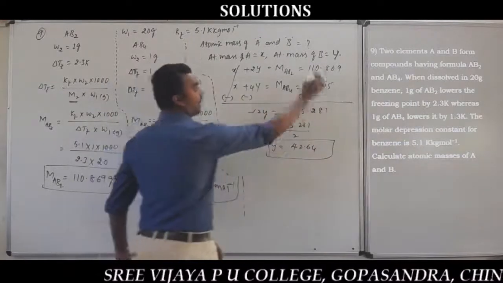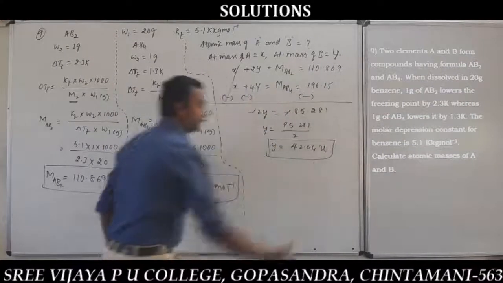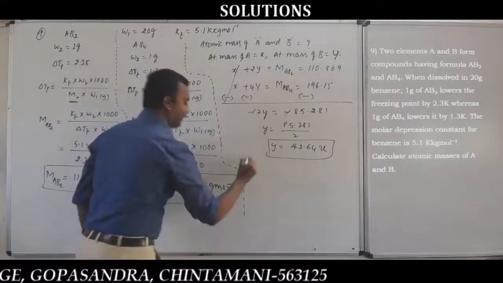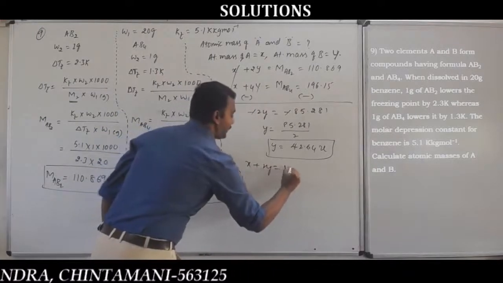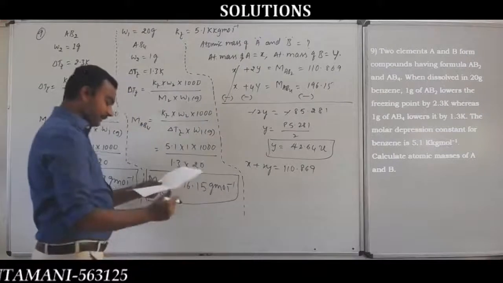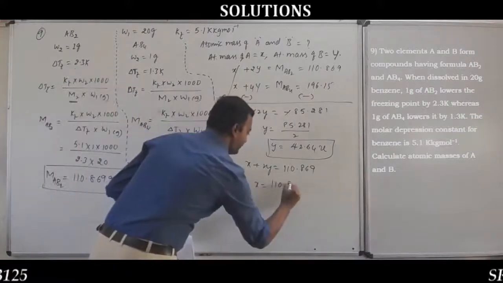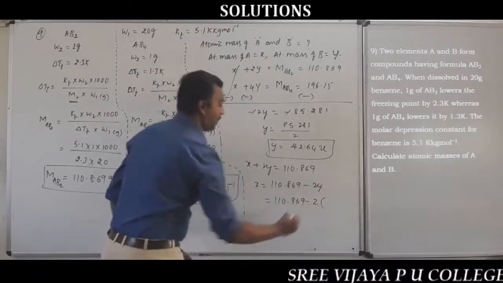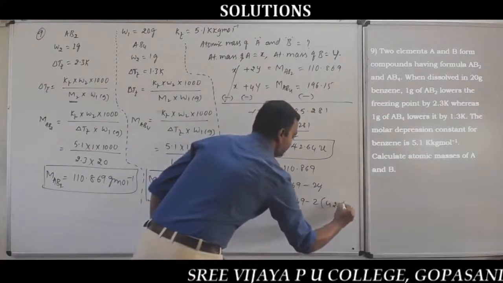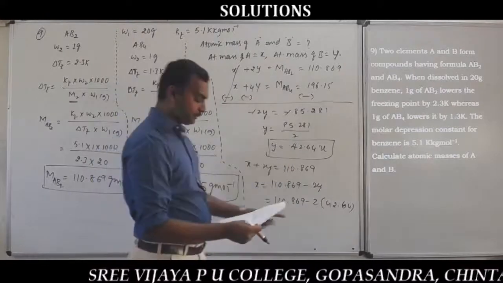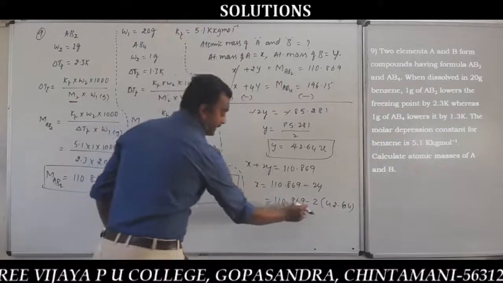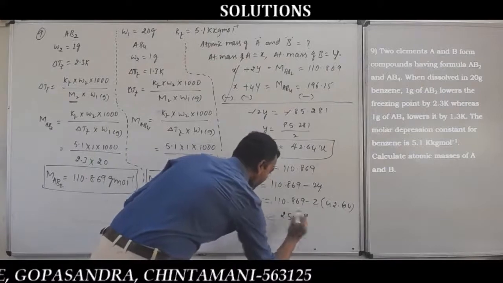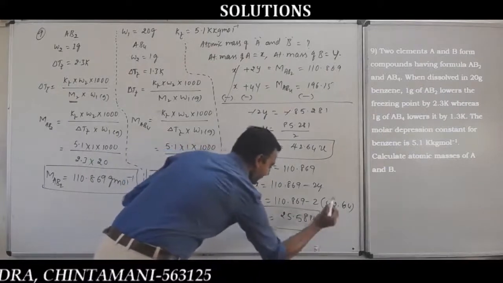That is the y value. What is y here? The atomic mass of B. Atomic mass is measured in unit U. Once you know the y value, you can calculate the x value. From the other equation, x plus 2y is equal to 110.869, so substituting, x is equal to 110.869 minus 2y, that is 110.869 minus 2 into 42.64. Multiplying 2 into 42.64 gives 85.28, and 110.869 minus 85.28 is 25.58, that is the x value. So x is in unit U.